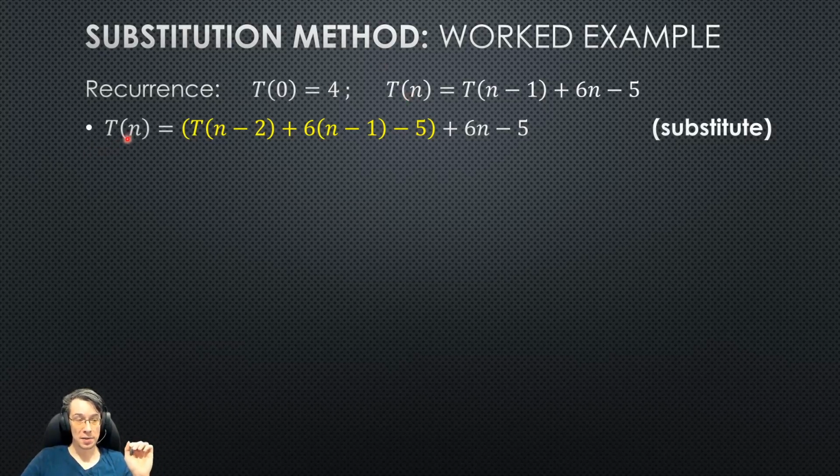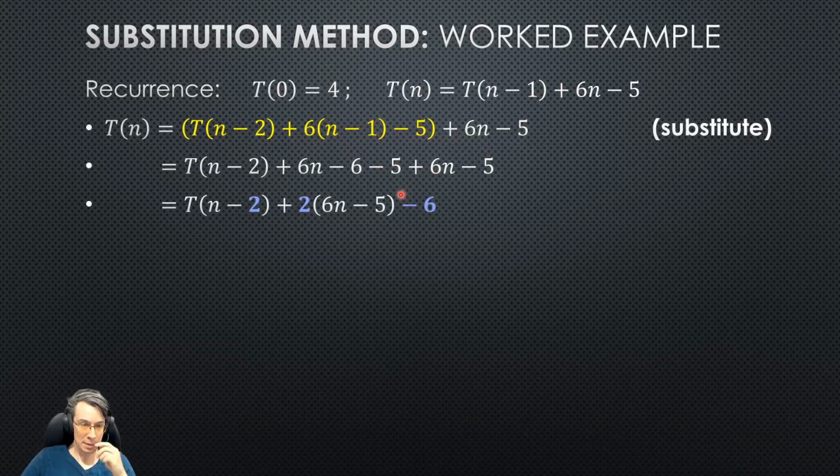So here we end up with this expression, T of n is T of n minus 2 plus 6 times n minus 1 minus 5 plus 6n minus 5. You can see the yellow part here is what I've substituted for T of n minus 1. Okay, so let's do a little bit of algebra. We can rearrange this expression a little bit. First I simplify by multiplying out the 6n and the minus 6. And then I'm going to group the terms in sort of a funny way here. Okay, so why did I group the 6n minus 5 and the 6n minus 5? Because there's a 6n minus 5 term already here in the expression.